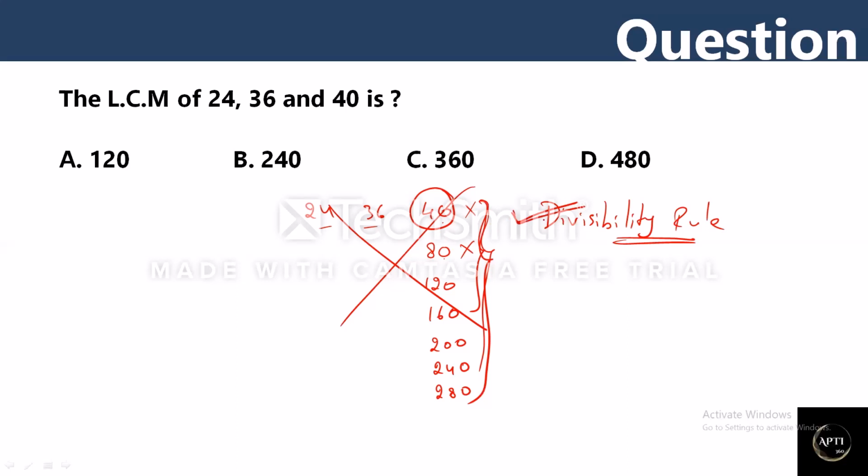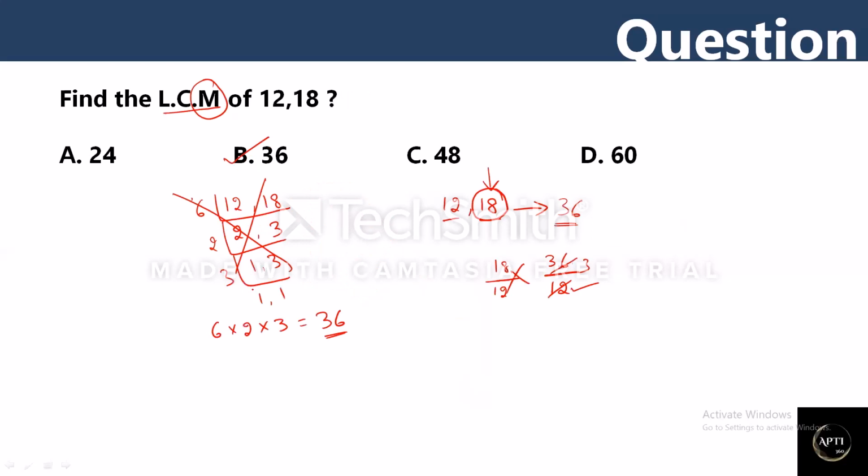Now how is it applicable for these questions? Let me tell you. If you observe 24, 36, and 40, we need to cross check whether the given numbers are exactly divisible by those numbers or not. Very simple. Let me explain with a small example. Let me try with the previous questions and then we'll come back to this question. Here 12 and 18, I will tell you how divisibility rules are applicable.